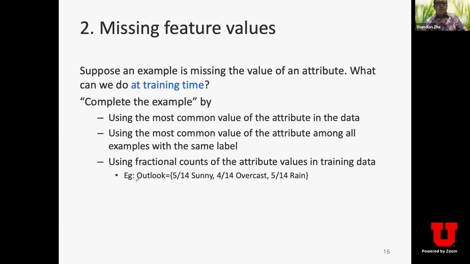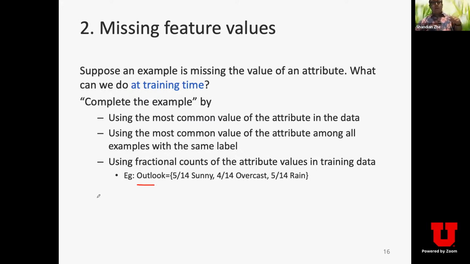We break this incomplete example into a set of fractional examples. Remember, for a regular example, each example is counted as one example. But now, because I only have one single incomplete example, I'm going to break it into three examples as well, but each example is just counted as a fraction.